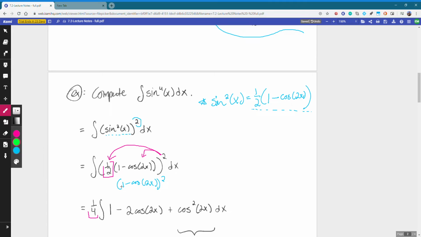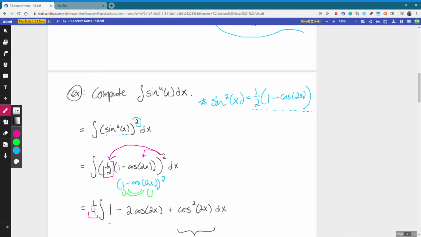We'll then just need to FOIL that out. So 1 times 1 gives us 1. We'll have 1 times negative cosine times the 1. That'll give us the minus 2 cosine 2x down here in the middle. And then the negative cosine times the negative cosine give us positive cosine squared of 2x. And so this is what things look like when the dust settles.